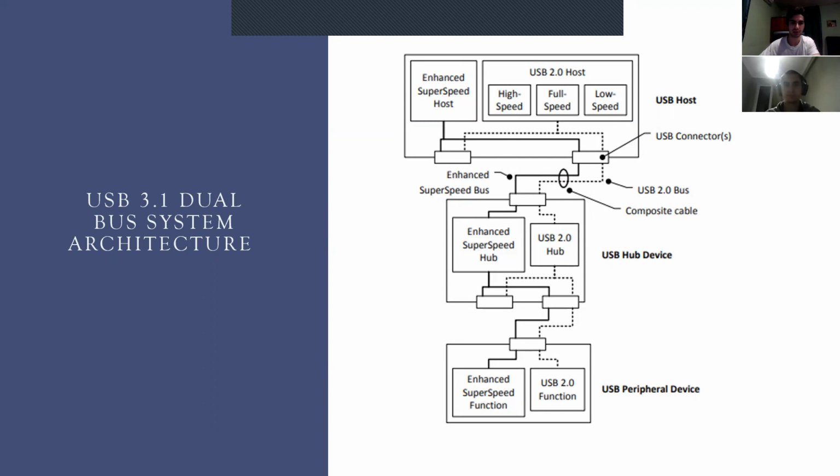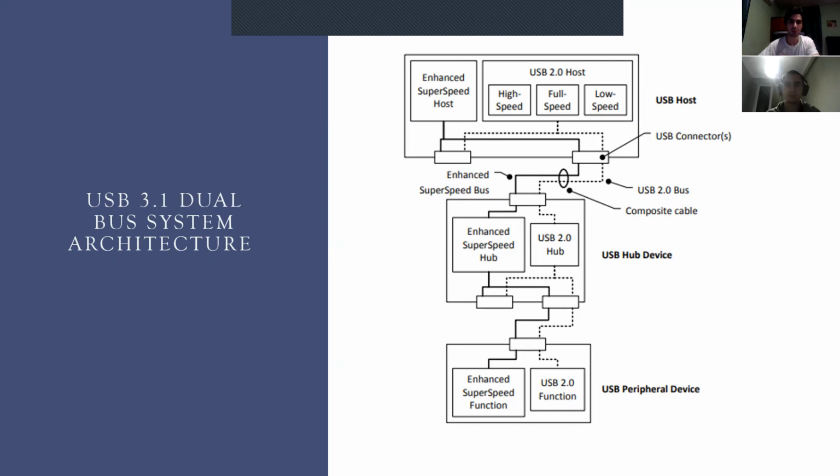USB 3.1 peripheral devices accomplish backwards compatibility by including both enhanced SuperSpeed and also USB 2.0 interfaces. The USB 3.1 host can have both enhanced SuperSpeed and USB 2.0 interfaces, which are essentially parallel buses that may be active at the same time.